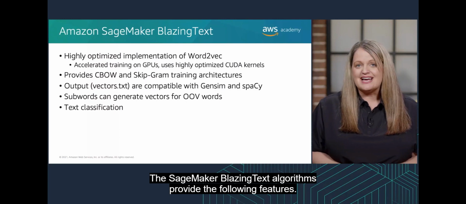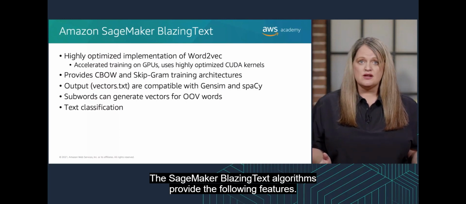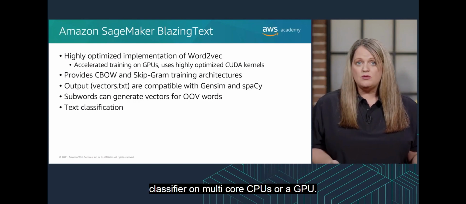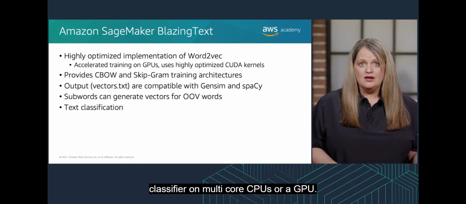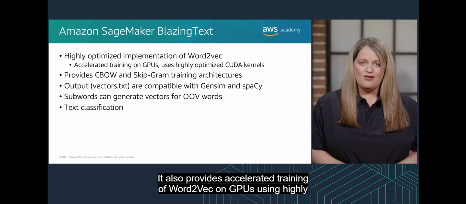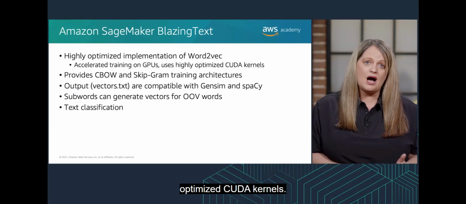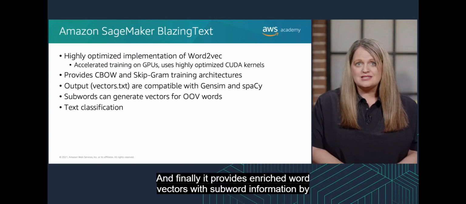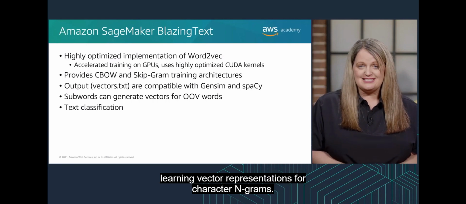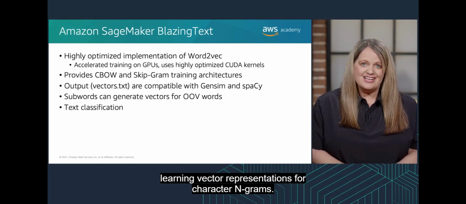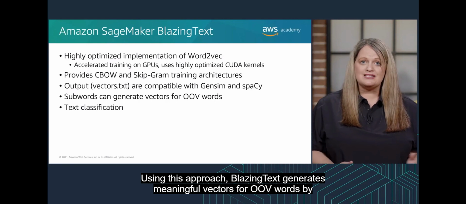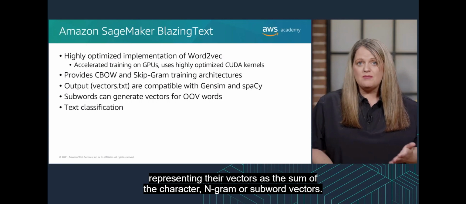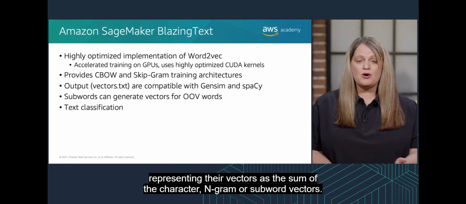The SageMaker Blazing Text algorithms provide the following features. First, it provides accelerated training of the fastText classifier on multi-core CPUs or a GPU. It also provides accelerated training of Word2Vec on GPUs using highly optimized CUDA kernels. And finally, it provides enriched word vectors with subword information by learning vector representations for character n-grams. Using this approach, Blazing Text generates meaningful vectors for OOV words by representing their vectors as the sum of the character n-gram or subword vectors.